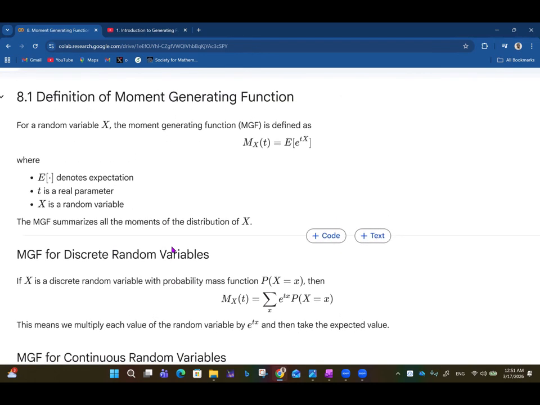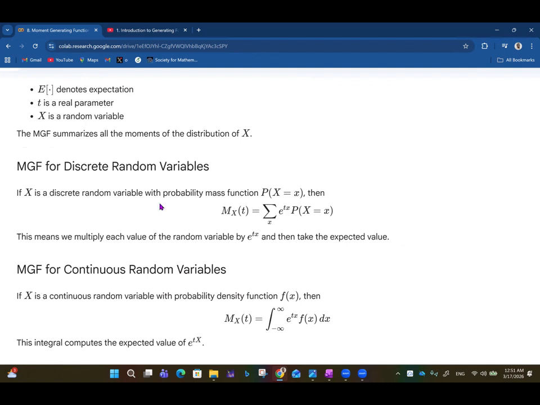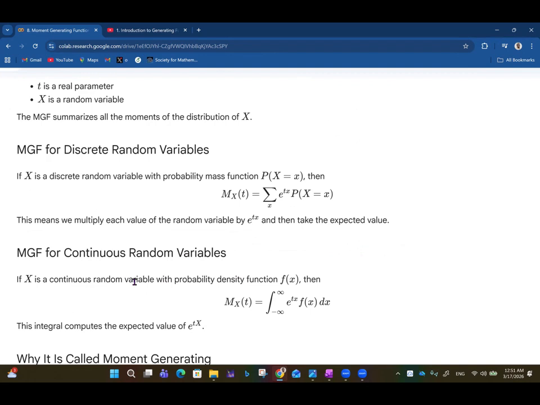Now, the MGF for random variables. If X is a discrete random variable with probability mass function P(X = x), then M_X(t) equals the sum over x of e raised to the power tx multiplied by the probability that X is equal to x. This means we multiply each value e raised to the power tx by its probability and then take the expected value. Now the MGF for continuous random variables. If X is a continuous random variable with probability density function f(x), then M_X(t) is the integral from minus infinity to infinity of e raised to the power tx times f(x) dx. This integral computes the expected value of e raised to the power tX.